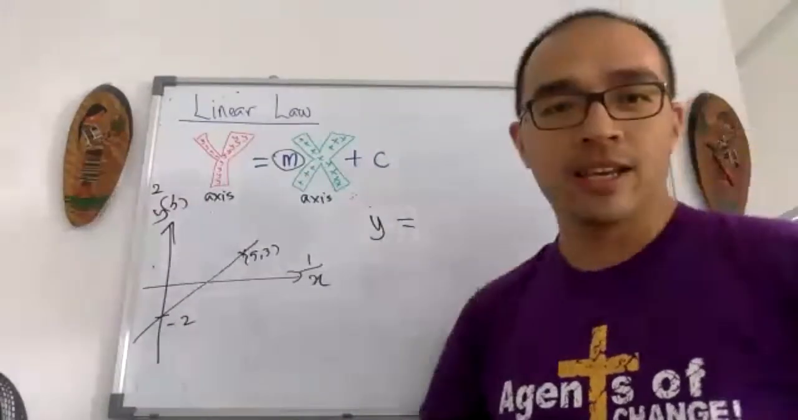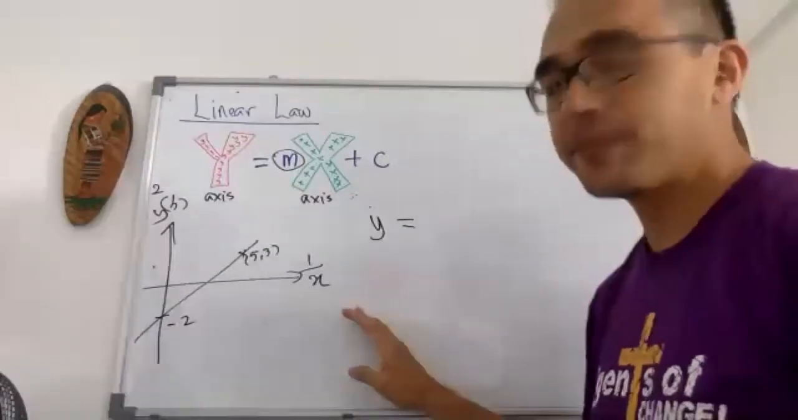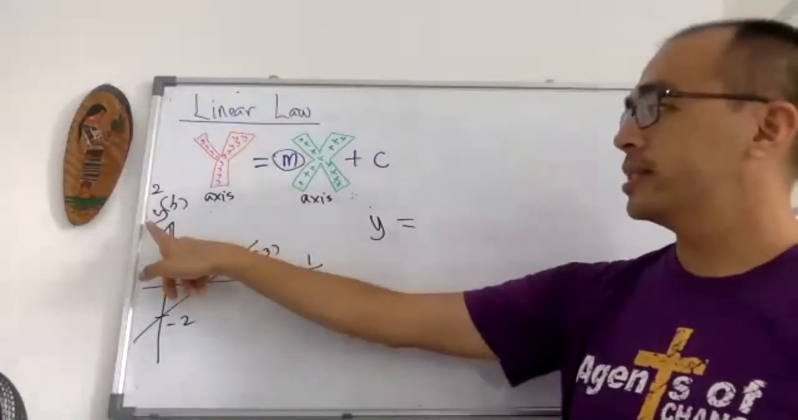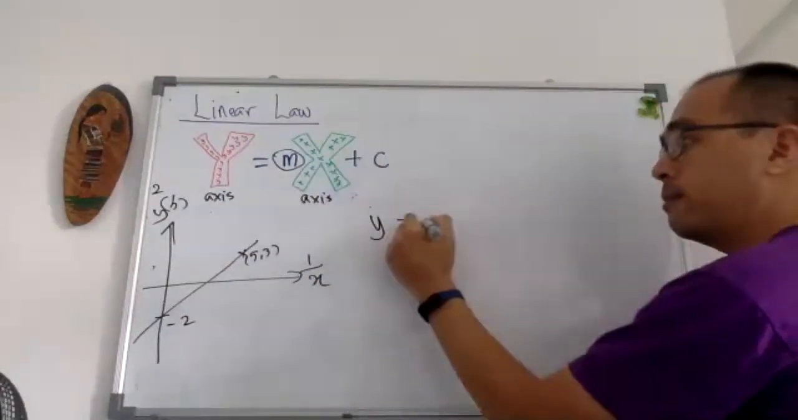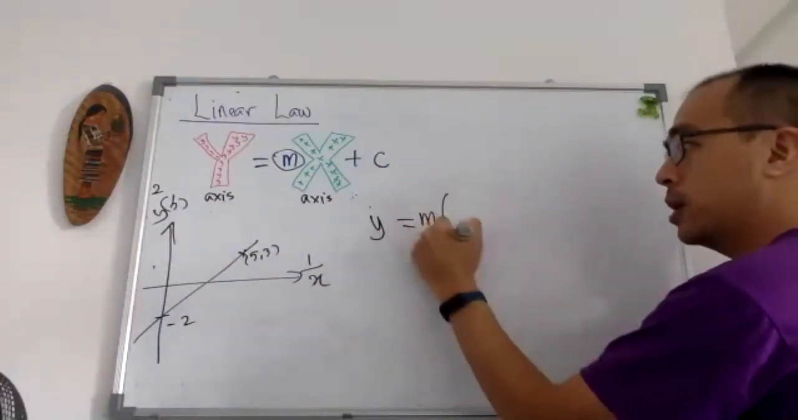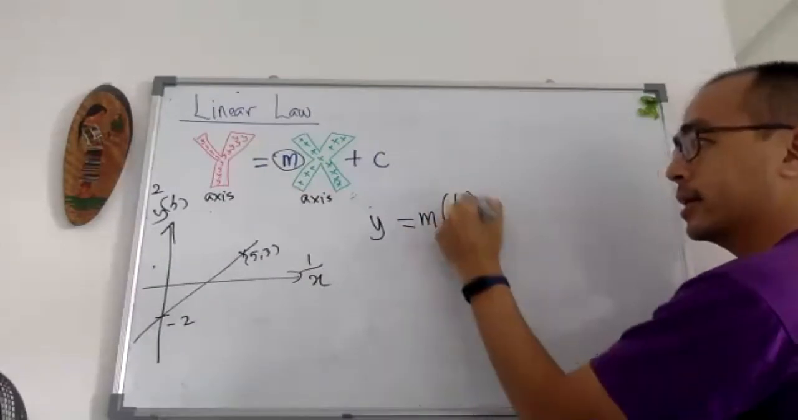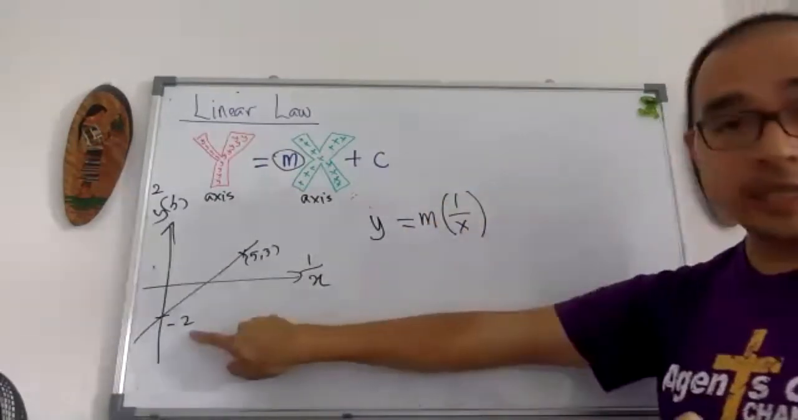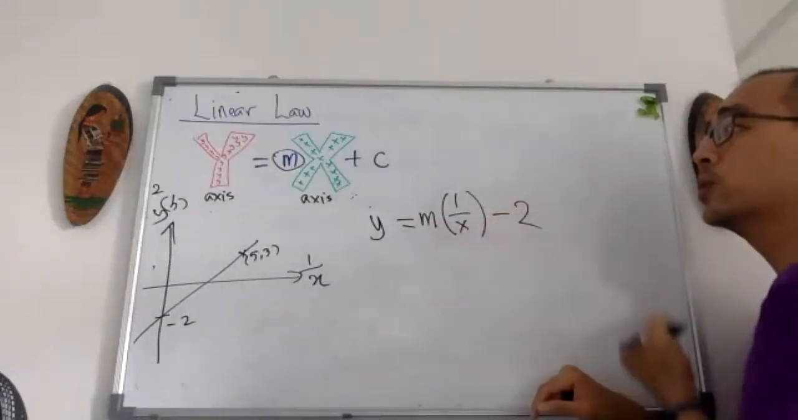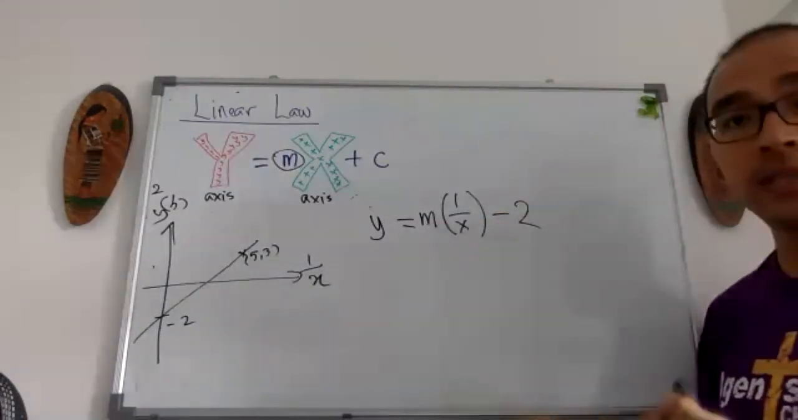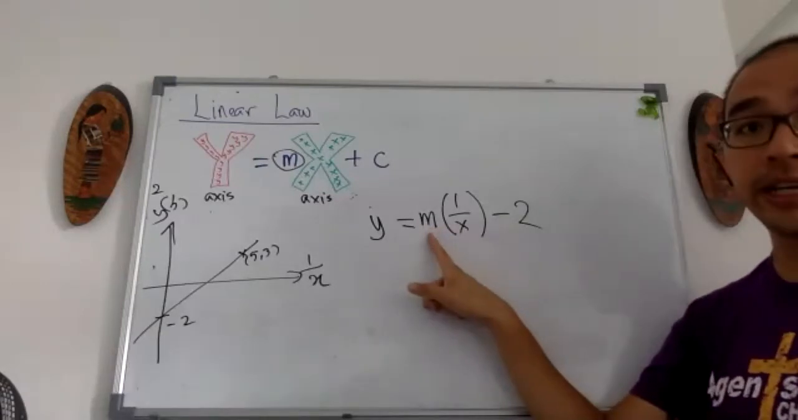I don't know. Okay, sorry, we're coming back to this question now. So our axis is y and 1 over x. I'm going to put this over here. Y equals to m, we can find later, and this will be 1 over x. We can see from the graph that the intercept is -2. So -2.